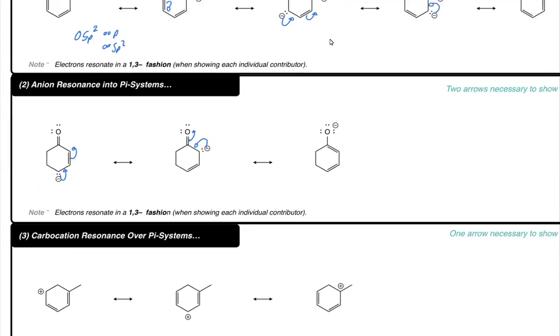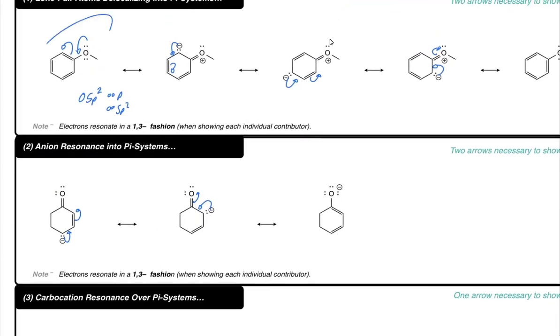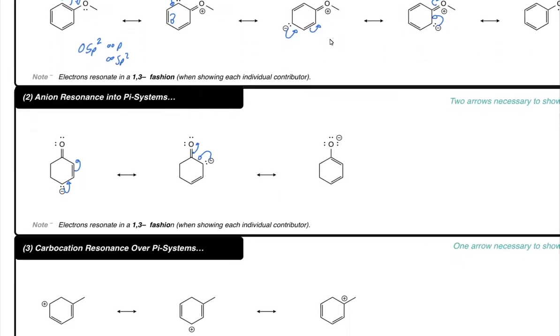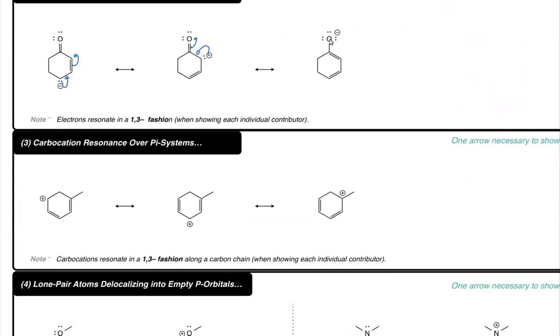All right, now I want to acknowledge that anion resonance is very similar, arrow-pushing wise, to lone pair atoms adjacent to a pi system, because they're essentially the same context. Carbon with a negative charge, there's the lone pair atom adjacent to a pi system. Two arrows are required to describe the flow.